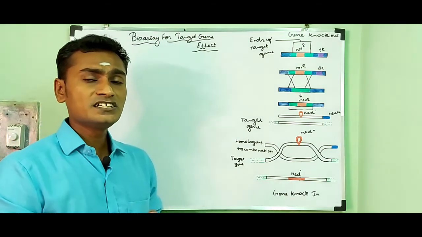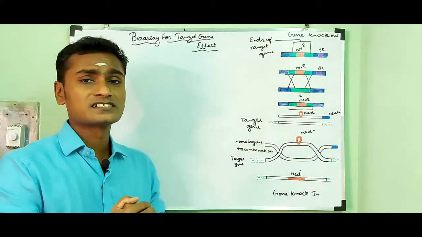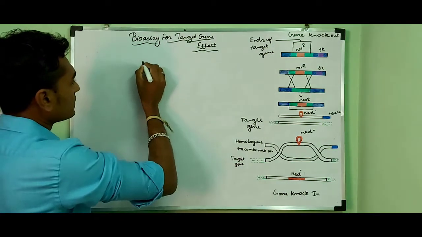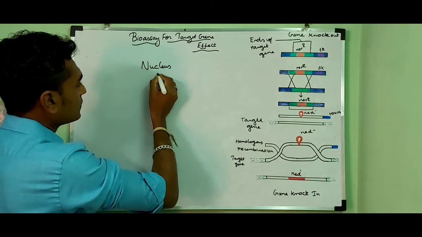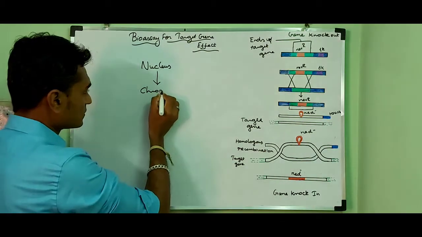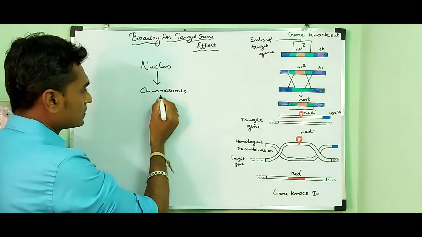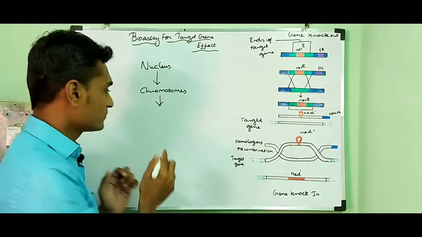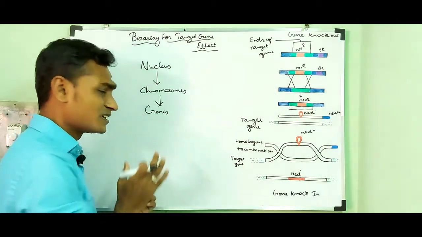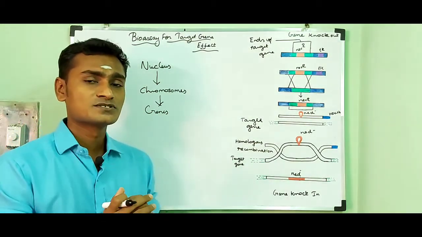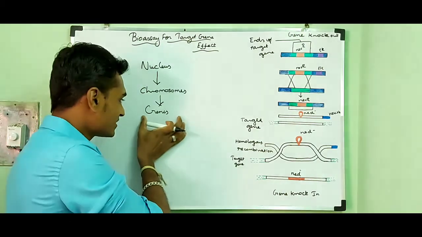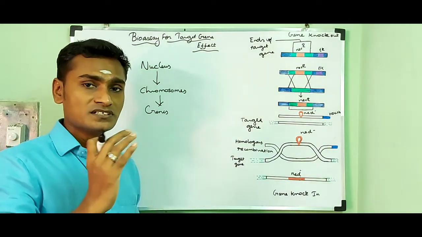Then the gene cloning experiment, the gene targeting experiment, mainly targets the nucleus, because the nucleus contains chromosomes. Chromosomes are the carriers of genes. So genes are nothing but a segment of DNA. So the gene targeting experiment mainly targets the expression of the gene or the expression of a DNA.